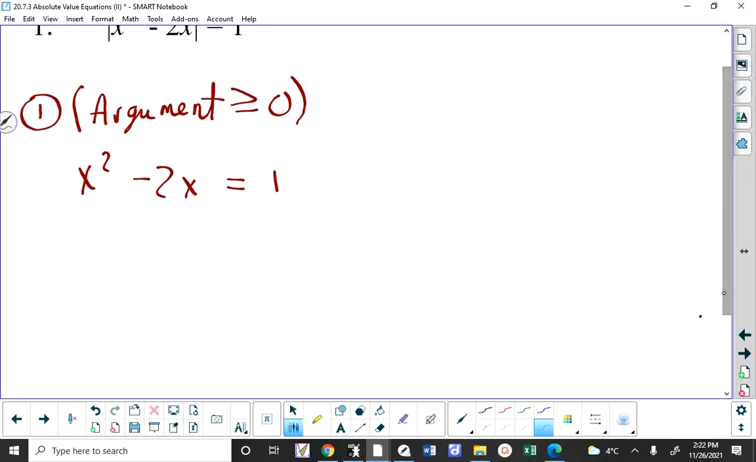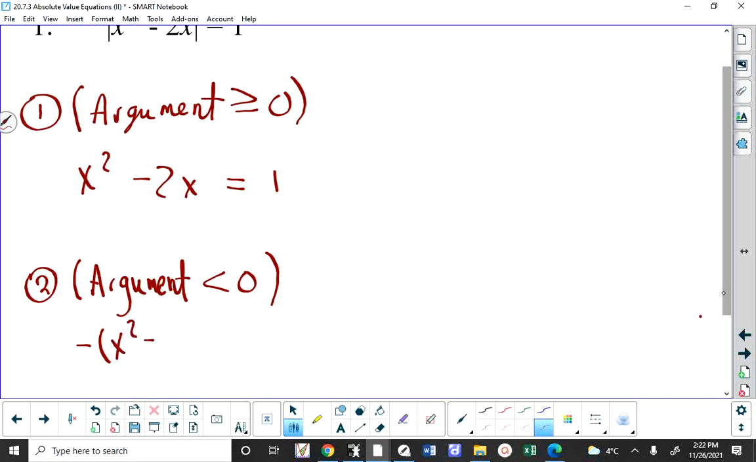Equation 2, this is going to be anywhere the argument is negative, is less than 0. We're going to remove the absolute value signs but multiply the argument by negative 1 to make it positive. Because if the argument is negative, absolute value means make it positive. How do you make something negative positive? You multiply by negative 1.